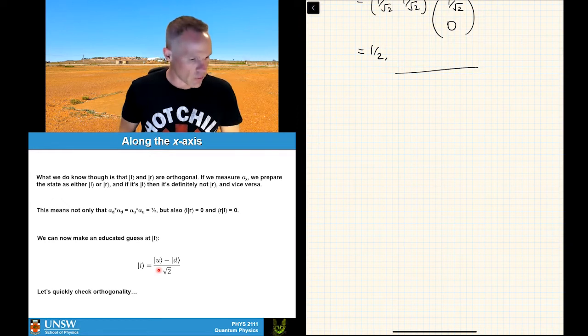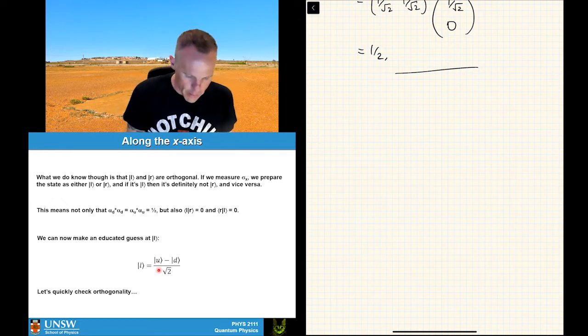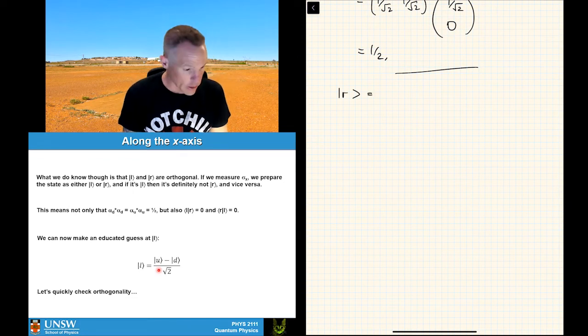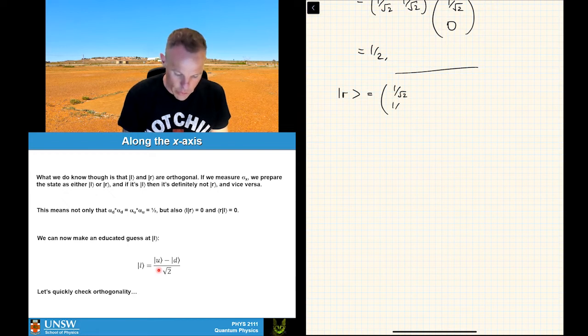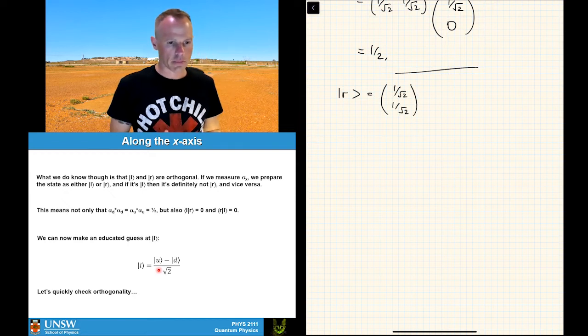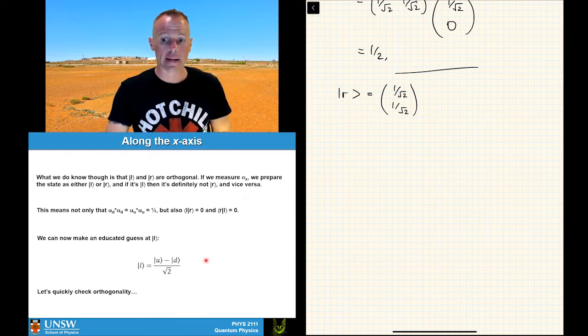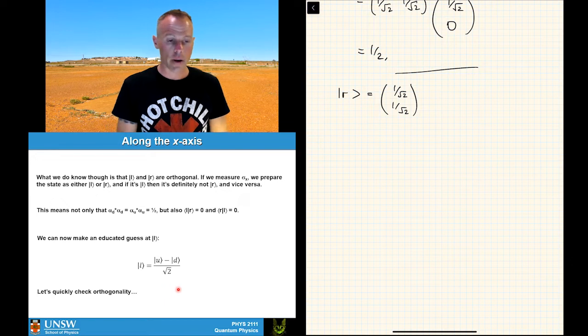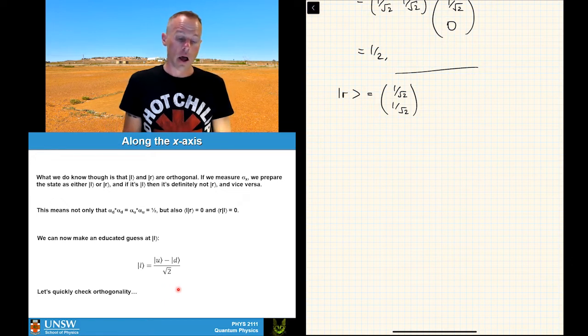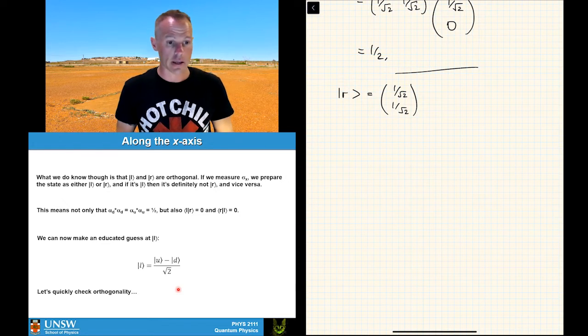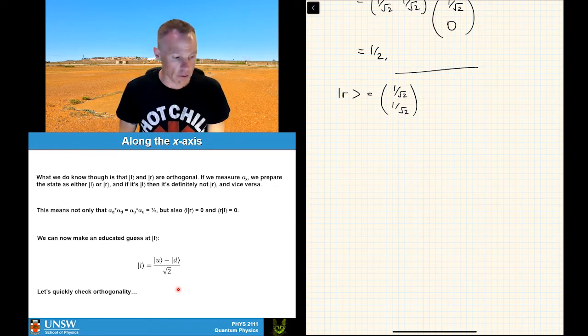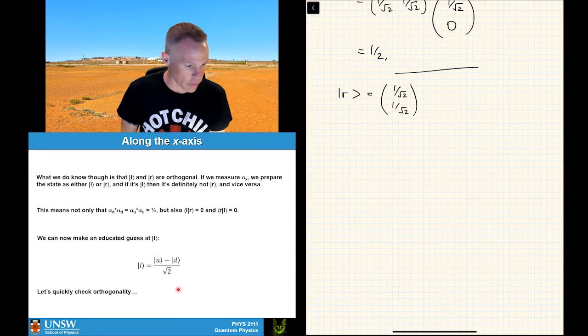We can check it really quickly. So our right vector here, let's write it as a column vector, would be 1 on root 2, 1 on root 2. And this is something as students you should get really good at as well, being able to translate expressions like this directly over to column vectors, or taking column vectors and converting them back into expressions like this. Okay, it's a really handy skill to have when you're learning quantum mechanics.